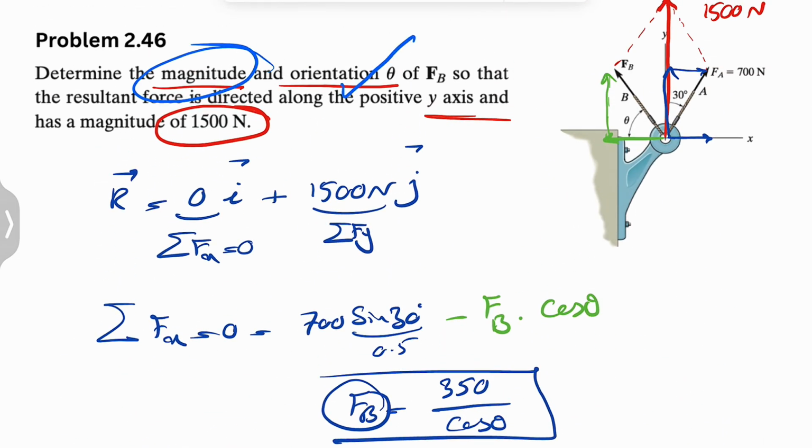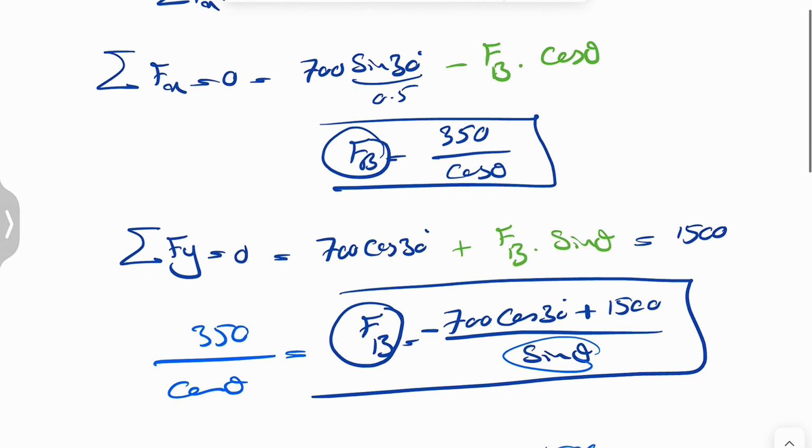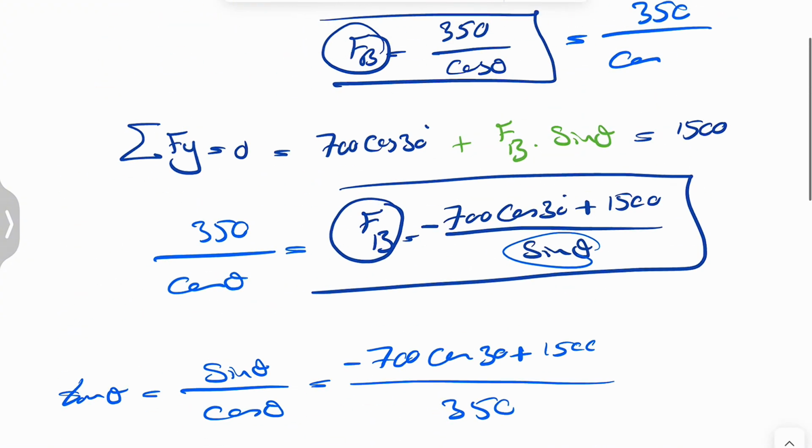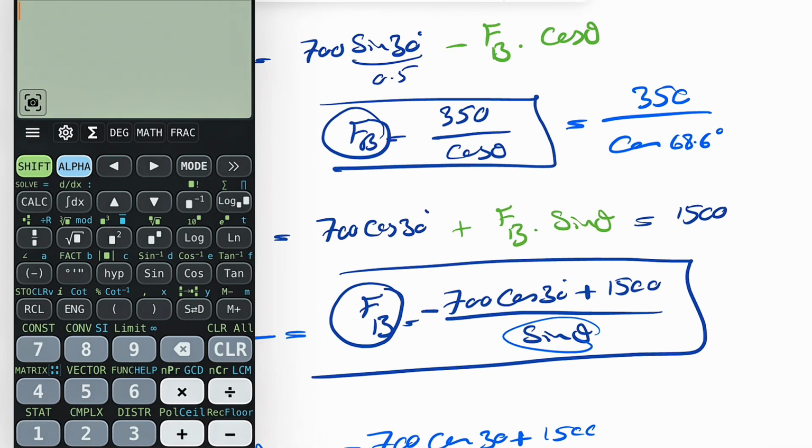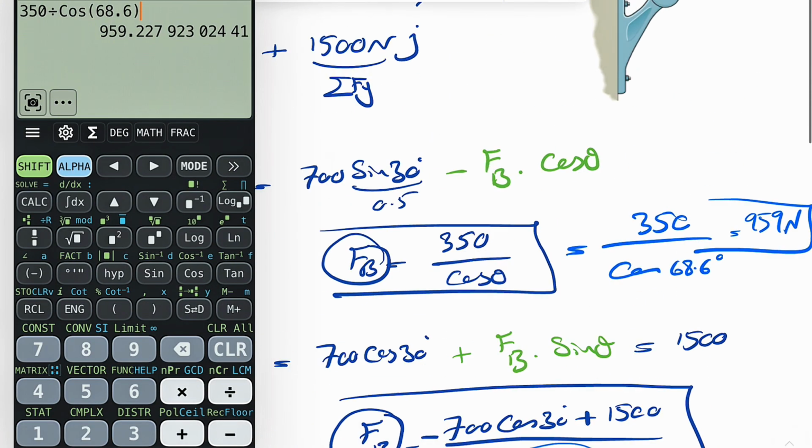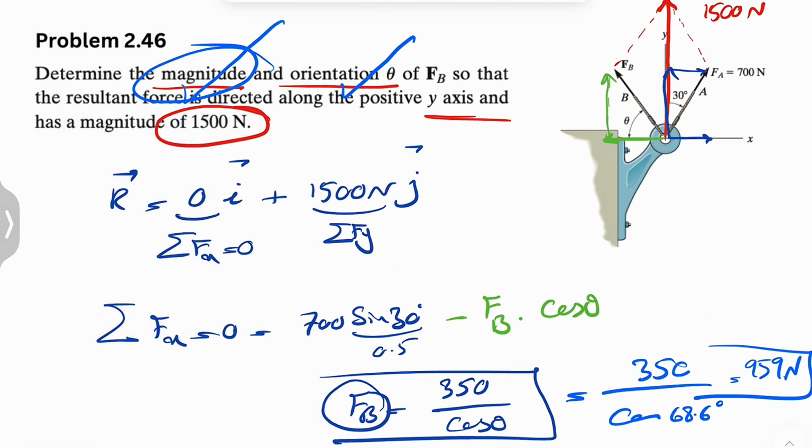We also need to find the magnitude of Fb, which is pretty easy. You just have to put here 350 over cosine of this value, which was 68.6. So 350 divided by cosine of 68.6 is going to give us around 959 newtons. And that's going to be the magnitude of Fb. And the last thing that this question is asking.